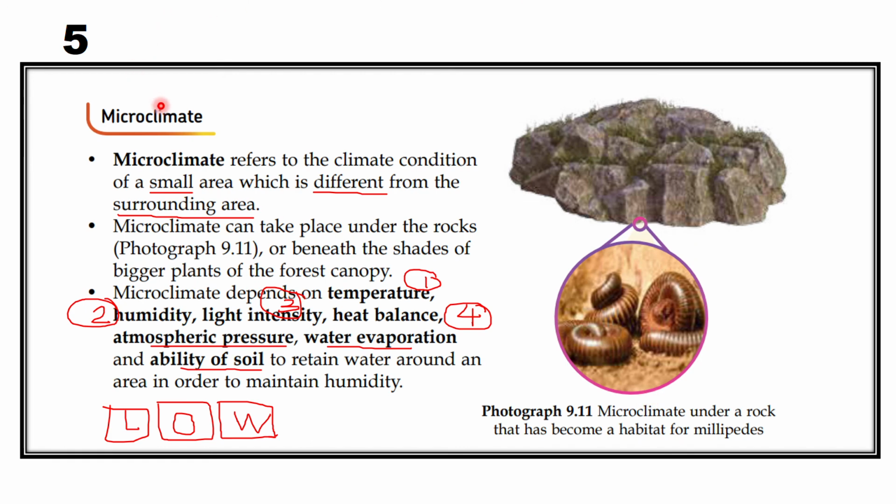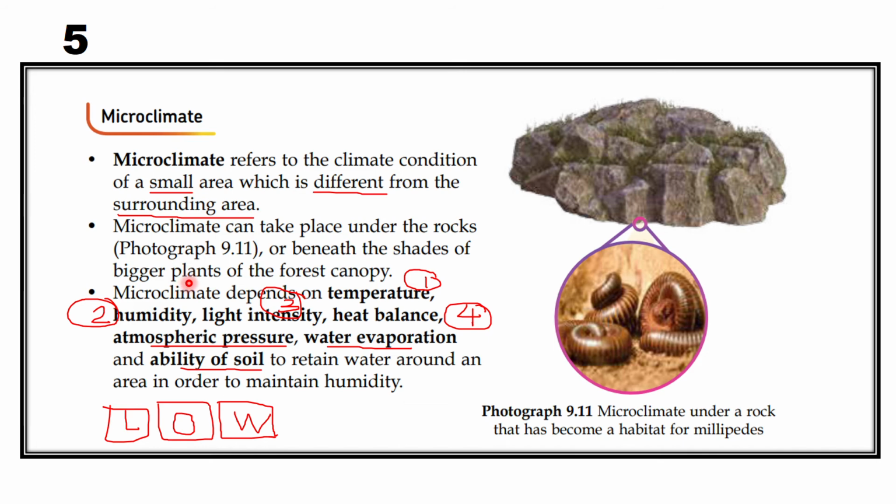Fifth, abiotic component, microclimate. Micro tu merujuk kepada kecil. Okay, so what does it refer to? It is referring to the climate condition of a small area which is different from the surrounding area. Ini adalah kawasan kecil, dia punya cuaca pada satu-satu kawasan yang kecil. Okay, for example, under the rocks. Okay, under the rocks ini sebenarnya adalah habitat bagi sesetengah organisma ataupun mikroorganisma. Beneath the shades of bigger trees.